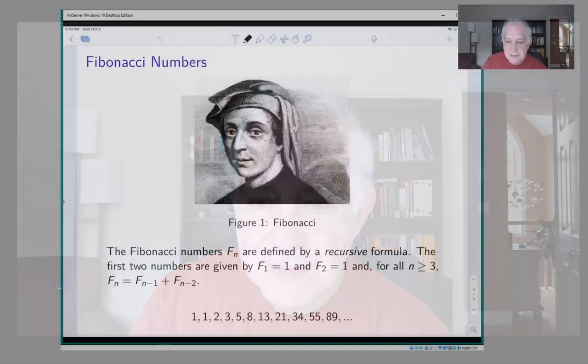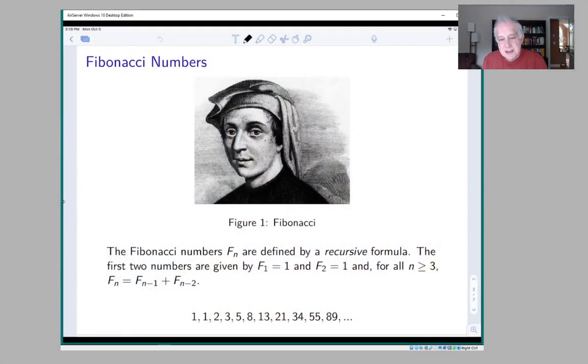Okay, so Fibonacci numbers. This is a picture of Fibonacci. He was a 16th century Italian nobleman who invented Fibonacci numbers looking at the reproduction of rabbits. And if you're interested, you can look on Wikipedia and read more about him. They're very famous, and you've probably seen them before, and they're constructed in the following way.